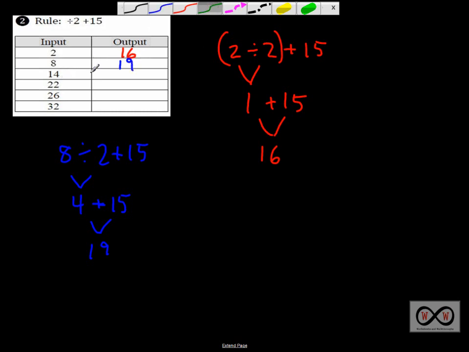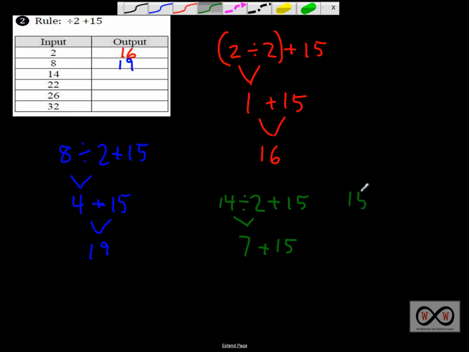Next up, we have 14 that we're going to input. So we've got 14 divided by 2, add 15. Again, we've got 14 divided by 2. You probably are thinking, well, I know that 7 times 2 would be 14, so 14 divided by 2 would be 7. Then we're going to add that 15 on.